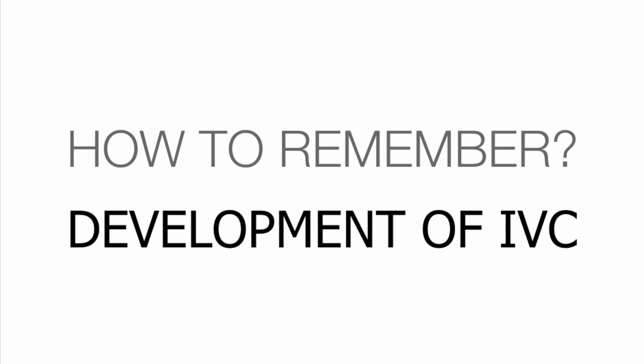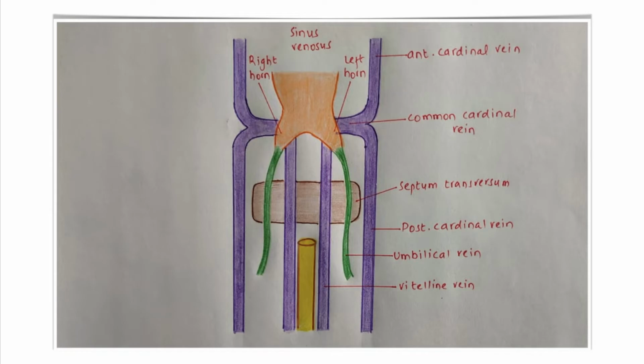Hello everyone, in this video we'll discuss the development of the inferior vena cava. Now at the 5th week of intrauterine life, within the embryo there develop 6 veins, namely 2 common cardinal veins, 2 vitelline veins and 2 umbilical veins.